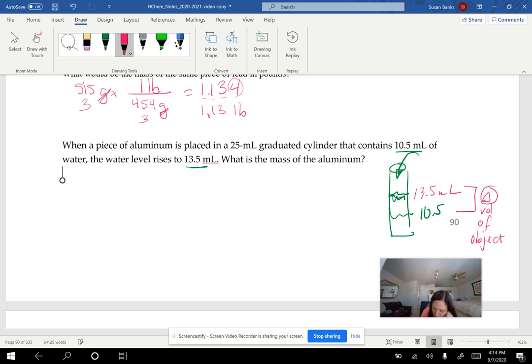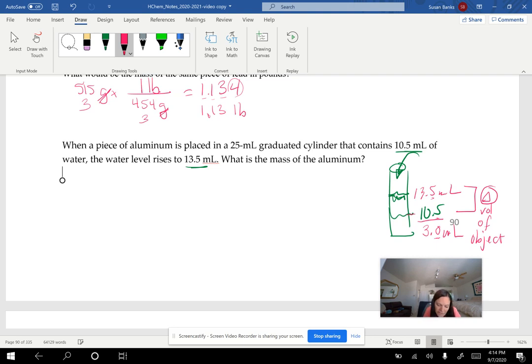Now, I use difference or delta, this Greek symbol delta, for change or difference. We use that all the time in chemistry and physics, so you'll see me shorthand difference or change with delta all the time. Okay, so let's get the difference here. 13.5 minus 10.5 gives me 3. But remember, I have to go to the tenth, so this difference is going to be 3.0 mL. That 0 is significant. I do know that digit.